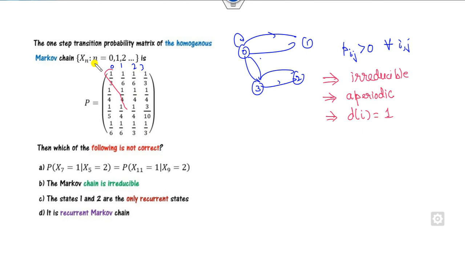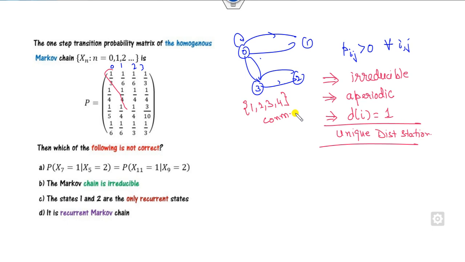So what is the meaning of that? It has a unique stationary distribution. Fine. All these states communicate, so they form one communicating class. So 1, 2, 3, 4 are in one communicating class. So are they recurrent or transient? You can see none of the columns has a single nonzero value, so all are in a recurrent class.